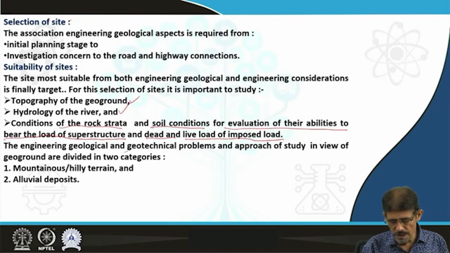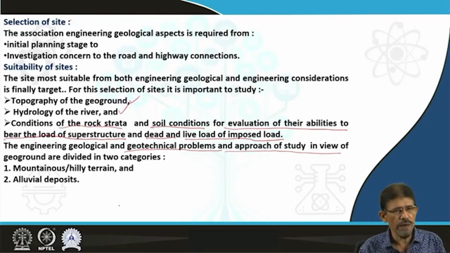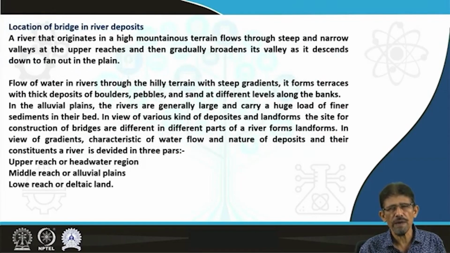The engineering geological and geotechnical problems and approaches of study in view of the ground are divided into two categories. One is mountainous or hilly terrain and the other is alluvial deposits. Alluvial deposits are confined to the river valleys at different levels and different reaches. First we are going to see the condition of the river for locating the bridge in different situations.